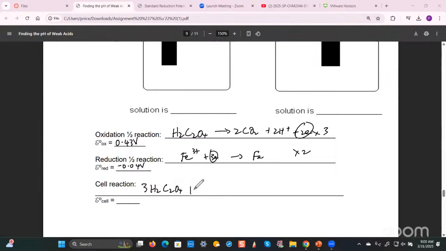3H2C2O4 plus 2Fe3 plus, to give 6CO2 plus 6H plus plus 2Fe. And when you add these two together, you're going to get 0.39 volts, all right?